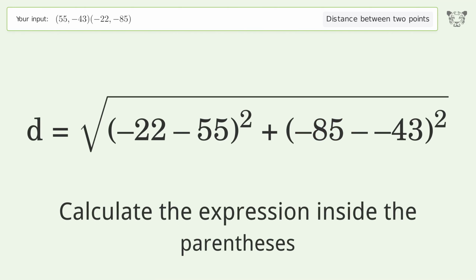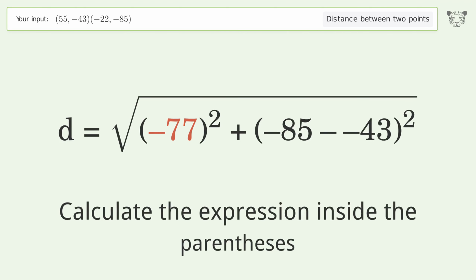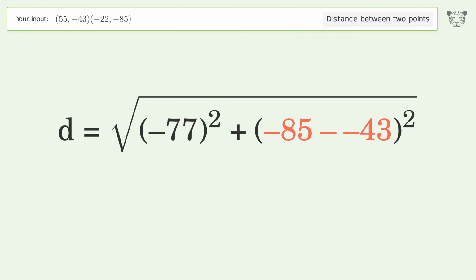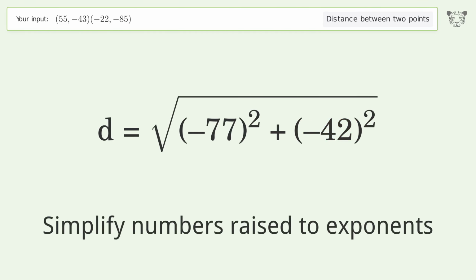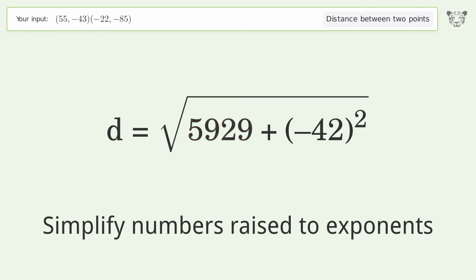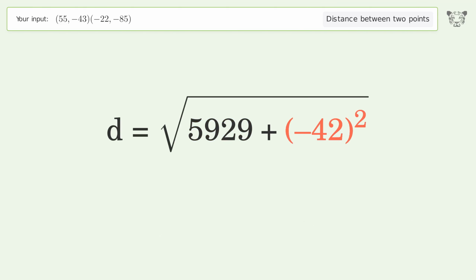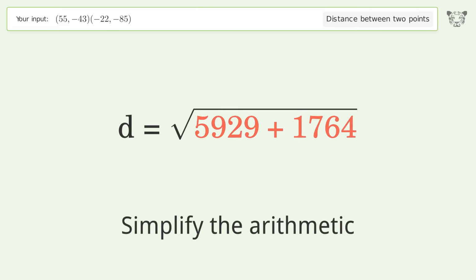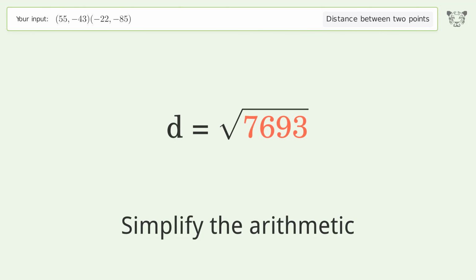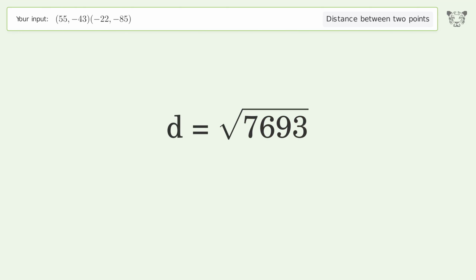Calculate the expression inside the parentheses. Simplify numbers raised to exponents. Simplify the arithmetic. And so the distance between the 2 points is the square root of 7,693, or 87.71.